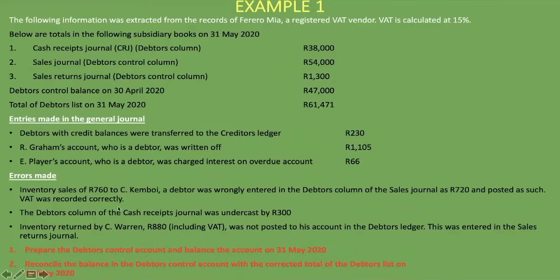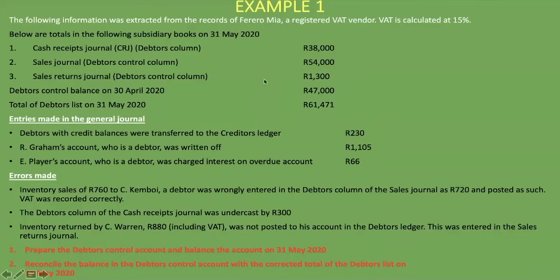And we are asked to do two things. The first one is to prepare the debtors control account and balance the account on the 31st of May 2020. And the second one is to reconcile the balance in the debtors control account with the corrected total of the debtors list on the 31st of May 2020. And remember, we've been mentioning this, the reconciliation of the debtors control account and the debtors list, they should be the same, the totals of the two. So let's get into the example and tackle it.